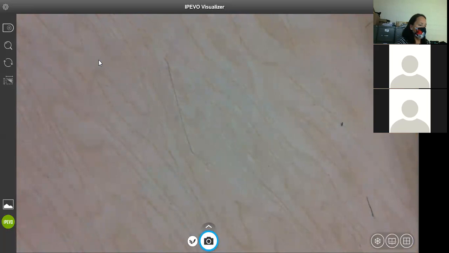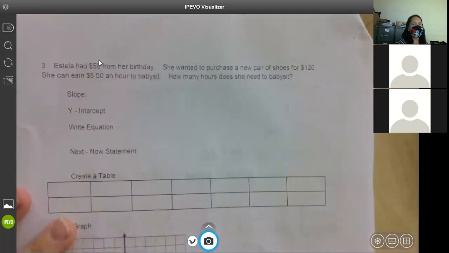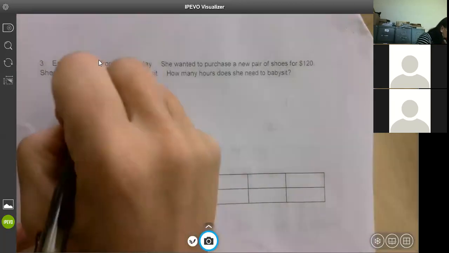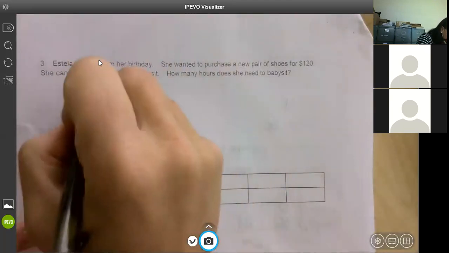All right, Estella had $50 for her birthday. She wanted to purchase a new pair of shoes for $120. She can earn $5.50 an hour to babysit. How many hours does she need to babysit? So what's her rate of change? What's her slope? $5.50.